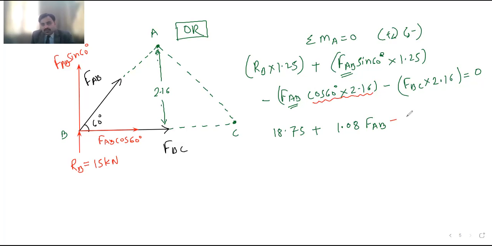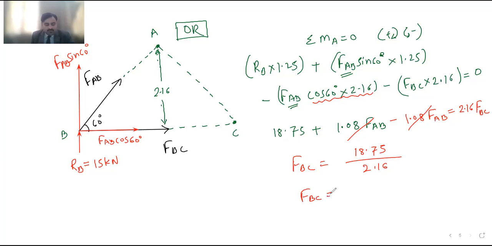So again, minus 1.08 FAB. Okay. And this is minus FBC into 2.16. So I will send it to that side. So it will become 2.16 FBC. It will become positive if you send it to that side. So now this will get cancelled. So what is remaining now? FBC is equal to 18.75 divided by 2.16. Calculate the answer.